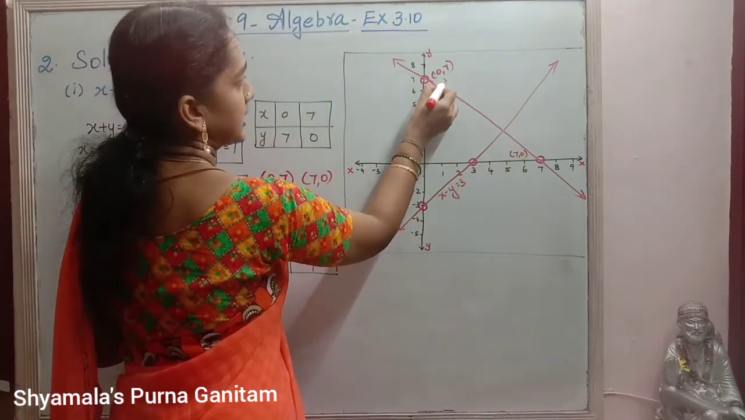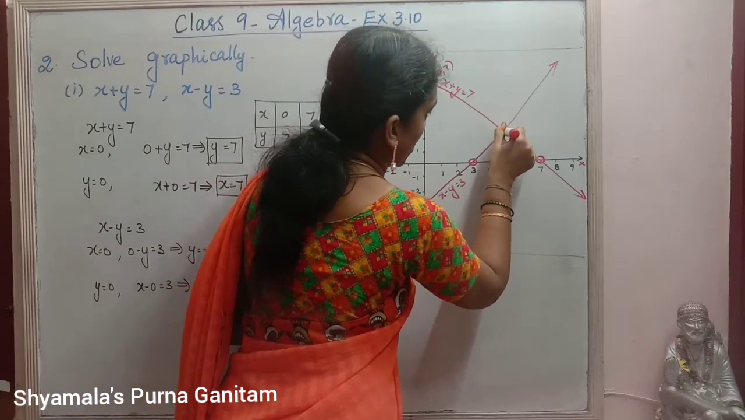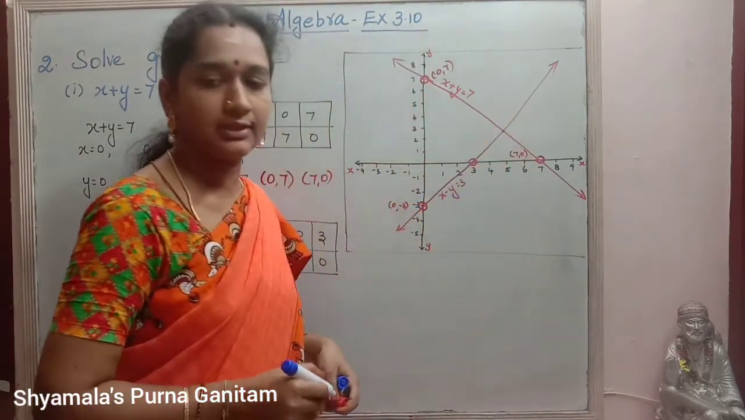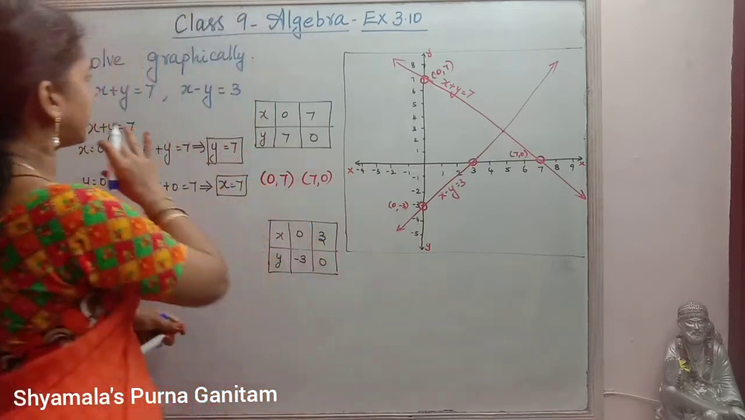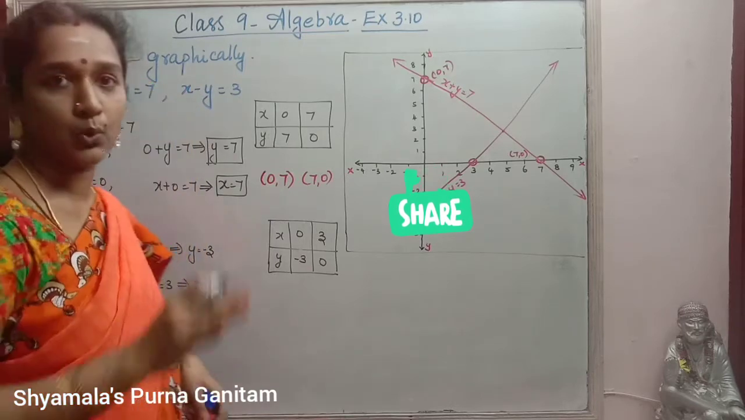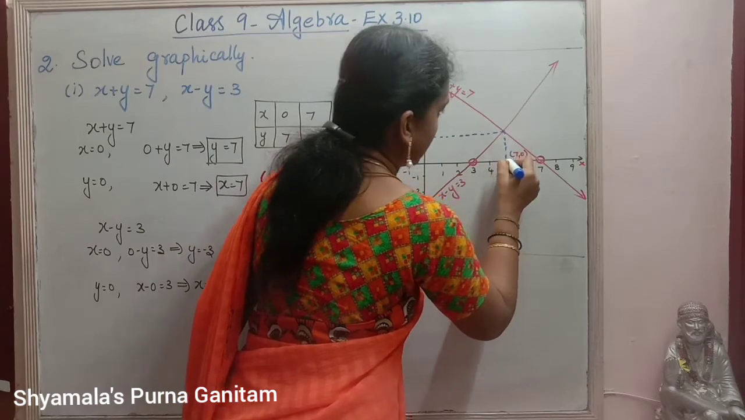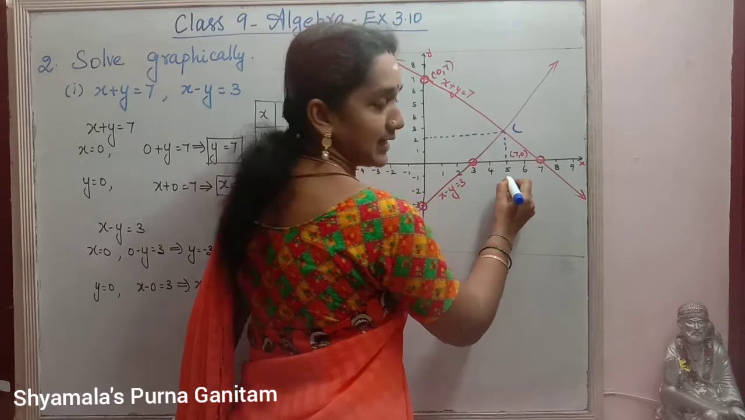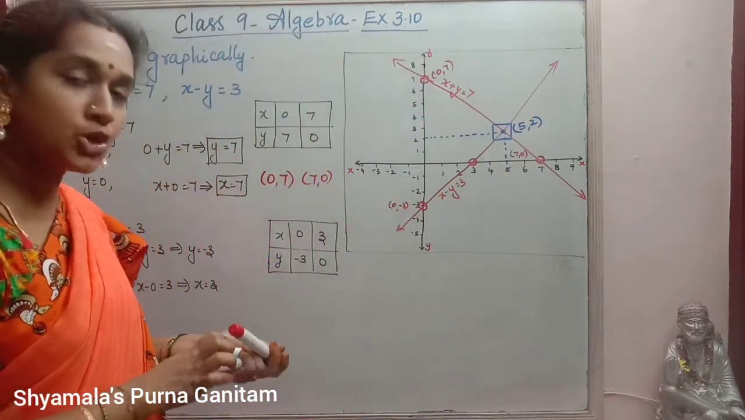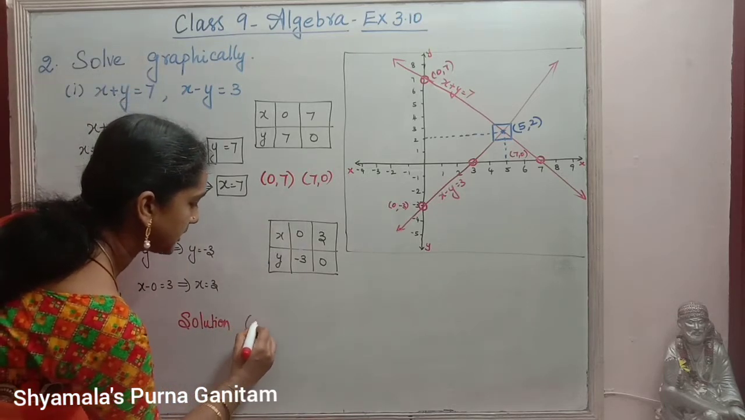And this is the graph for x plus y is equal to 7. The point where they intersect, at this point they intersect. That point is the solution for the given equations. So when we simplify, we will get the values for x and y. The point of intersection is, on the x axis, 5. So 5, 2 is the point of intersection. So the solution for these equations is 5, 2. That is, the value of x is 5 and y is 2.